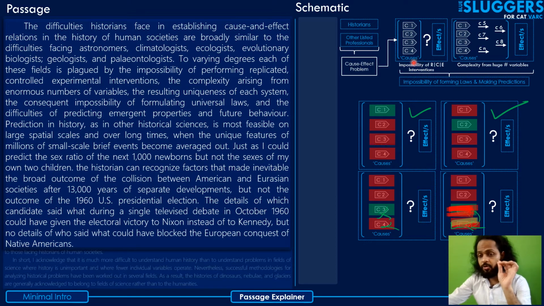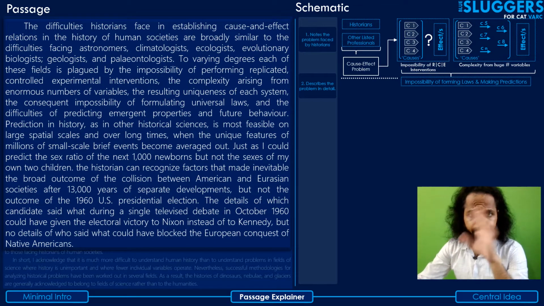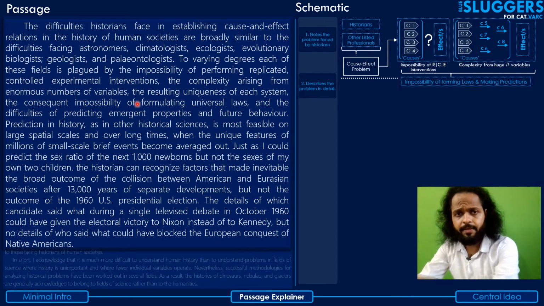So that's what the author means when he says impossibility of performing replicated controlled experimental interventions. Okay, so I hope that's clear. Let's move on to the next cause that he notes here: the complexity arising from the enormous number of variables.